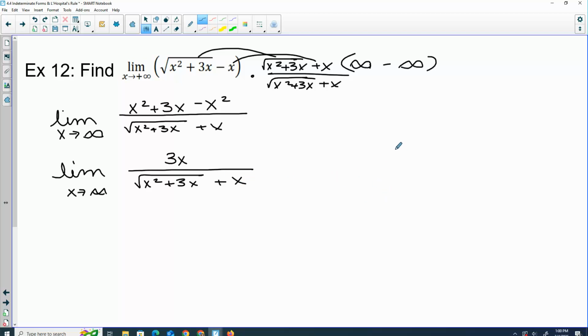So if I plug in infinity now, 3 times infinity is infinity, over the square root of infinity is infinity, plus infinity is infinity. Infinity over infinity. Okay, so we want to try L'Hopital's from here? Or why can't you do whatever has the highest power? You can. We'll get the same answer both ways. Which one is shorter? 1 over the highest power of x is shorter.